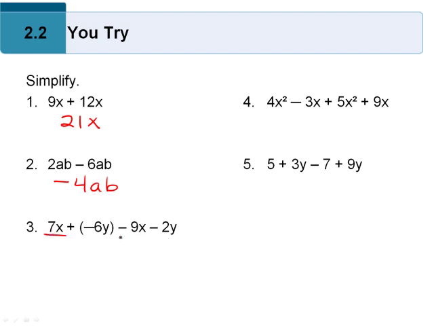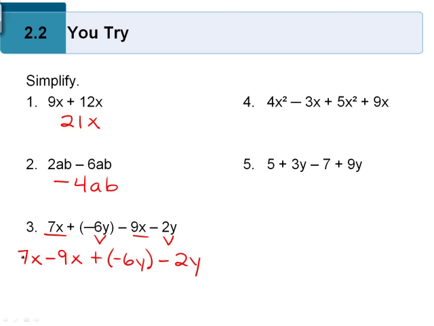Okay? Number 3, 7x plus negative 6y minus 9x minus 2y. Let's see, I've got some x's that are the same and some y terms. Okay, so I'm going to rewrite them so that they're next to each other. 7x, and then we have minus 9x, and I'm just going to keep the signs the same here, plus negative 6y minus 2y. Just keep it the same way it's written.